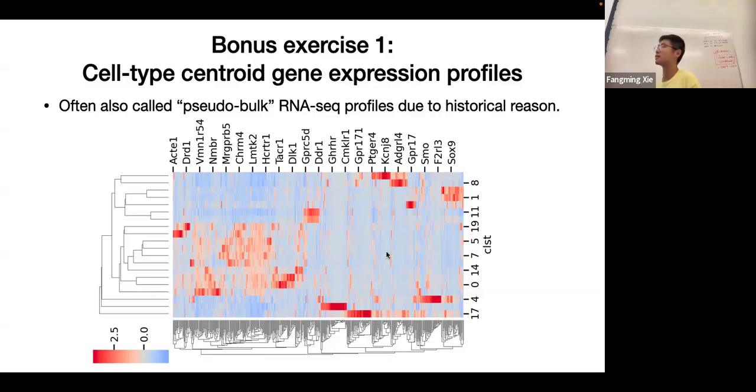Then what are those genes? What are these clusters? Where are they distributed? You can compare all this information to learn what's going on in the data, right? So how can we do this once we get the k-means? That's our next exercise and the final one.